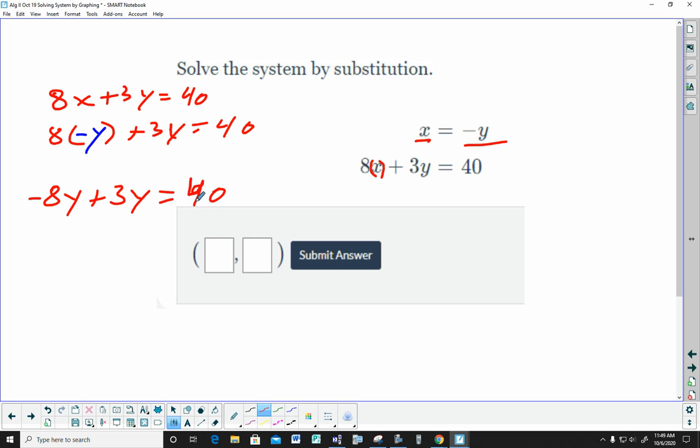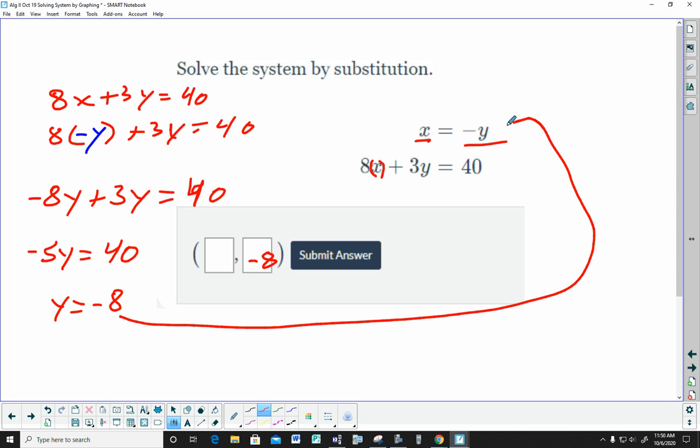That's a 40. So that's negative 5y is equal to 40. Divide by negative 5, and you get y is equal to negative 8. Now take this and fill it in to this one rather than the other one, because it's going to be easier. X is equal to the opposite of y. X is equal to, and you fill in the negative 8, and you get x is equal to 8. Okay?